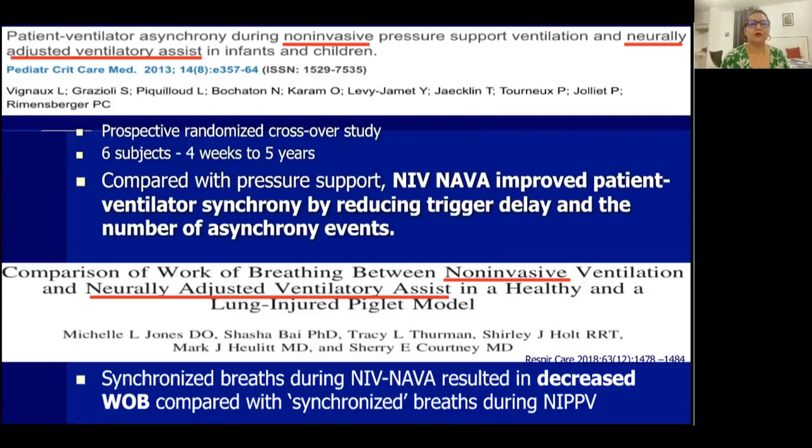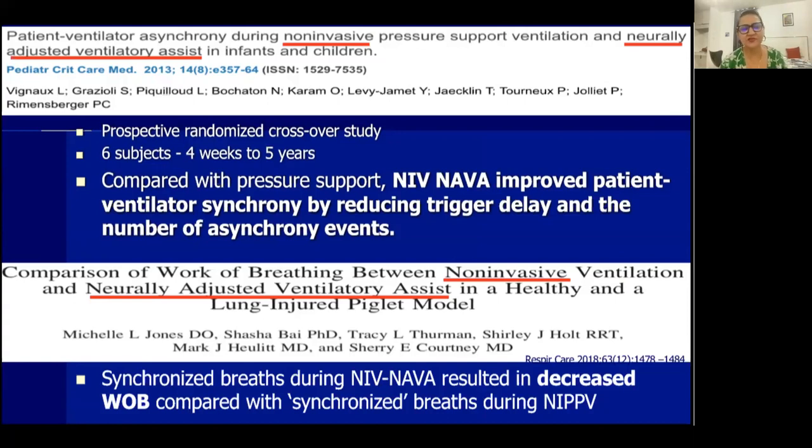And then in human beings, studies were done to look at patient-ventilator asynchrony during pressure support ventilation as compared to neurally adjusted ventilator assist in infants and children. This was studied in 2013, and it was a prospective randomized crossover study. So they had put a baby on one mode and then put on the other mode. Only 6 subjects were taken, aged 4 weeks to 5 years. They looked at the difference, and they found that compared with pressure support, Nava improved patient-ventilator synchrony by reducing the trigger delay and the number of asynchrony events. So this was a very small crossover trial.